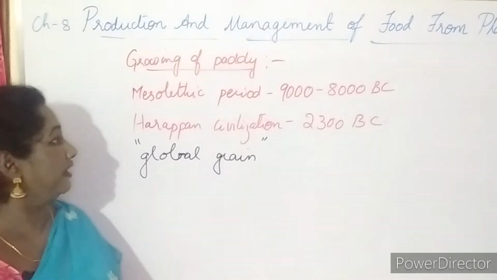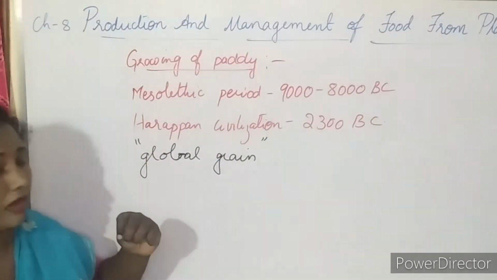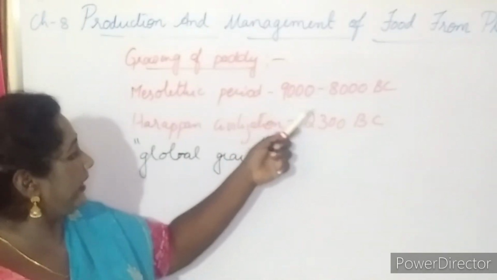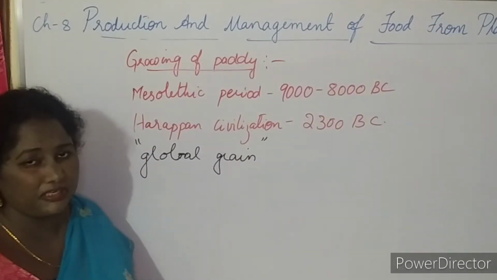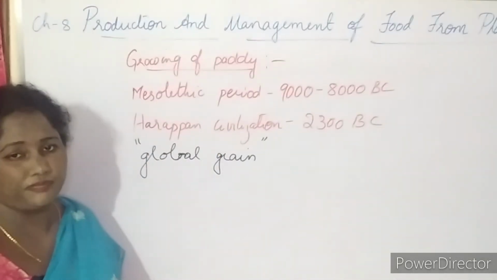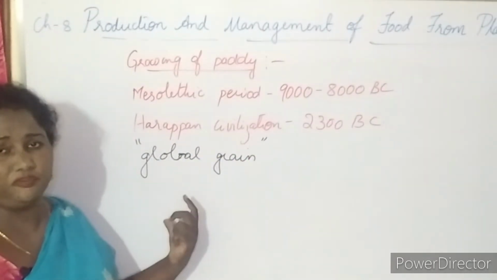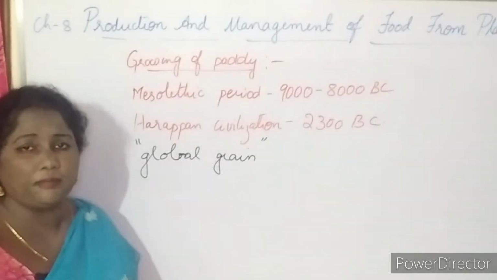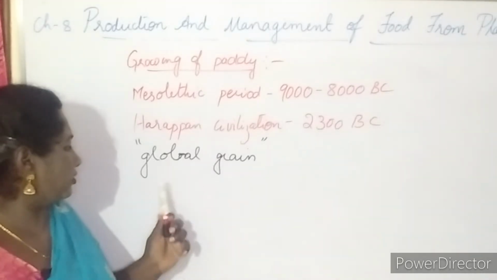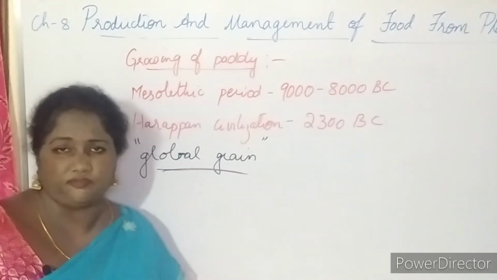So coming to the next topic, we will see the growing of paddy, and from which time it is grown. It is an ancient crop. It is grown from the Mesolithic period, around 900 to 800 BC, and it started growing from the old Harappan civilization, from 2300 BC. So it is an old crop which is grown all over the world, and if we look around the world, the majority consume rice. So it is also called the global grain, and it is a staple food for many people.